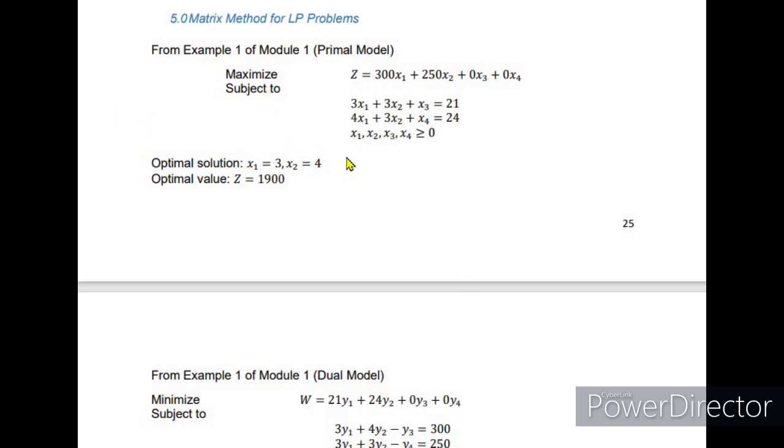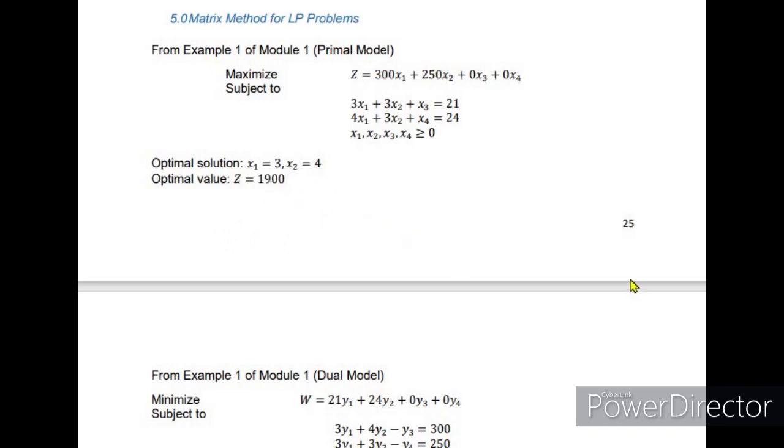For example 1 of the primal model, the example 1 in module 1, remember this. This is the objective function with the slack variables, and the subject to constraints with the slack variables also. To recall, the optimal solution here is x sub 1 equals 3, x sub 2 equals 4, and the optimal value is 1900.